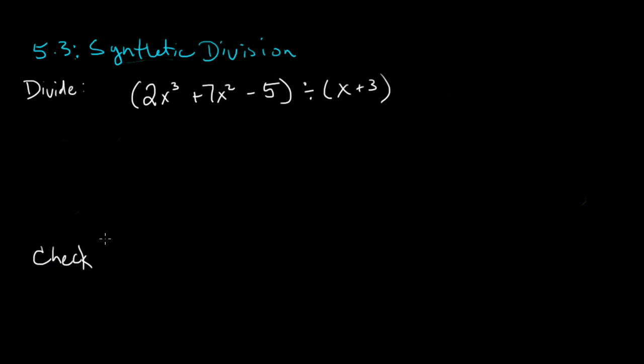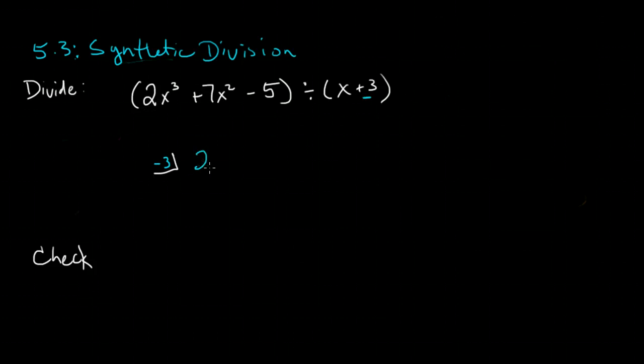The first thing I notice is that the coefficient in my divisor on the x is a 1, so it should be pretty easy to set up the divisor. Just take the opposite of this number here, which would be a -3. Then I put my little divide line, and then I notice that my dividend is missing an x term. See, it's got x cubed, x squared, but it doesn't have an x term before it gets to the constant. So I want to make sure that I don't forget that.